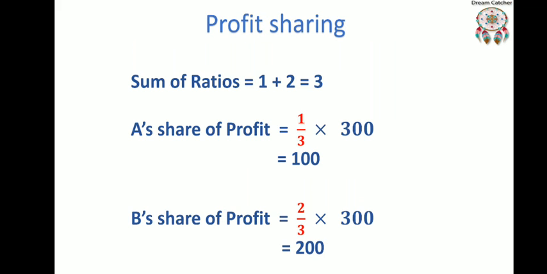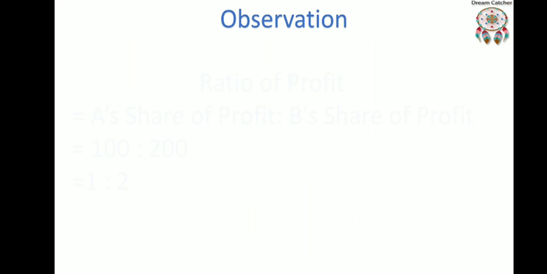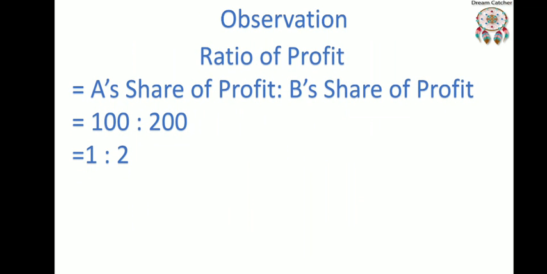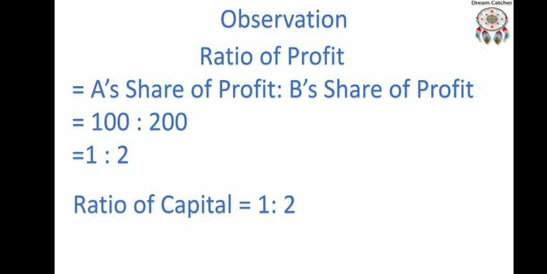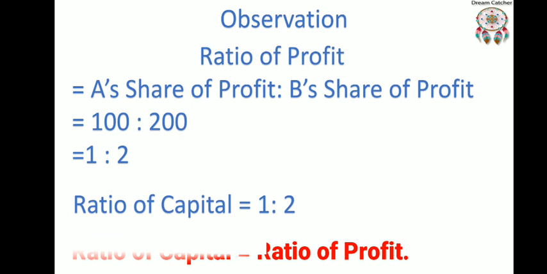So let's see the profit sharing. We have learned this in the previous lesson. Sum of ratio, A's share of profit and B's share of profit. What we observe is we try to calculate the ratio of profit. A's share of profit is to B's share of profit. A got 100 and B got 200. And when we found the answer 1 is to 2, it's quite the same as the ratio of capital, which is 1 is to 2. So our observation is ratio of capital is always equal to the ratio of profit.